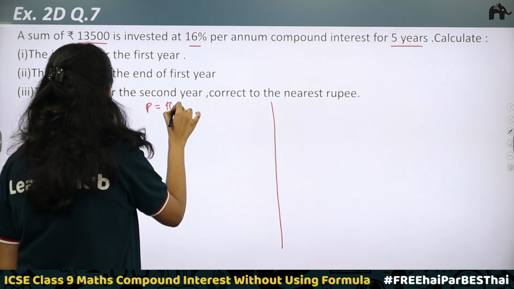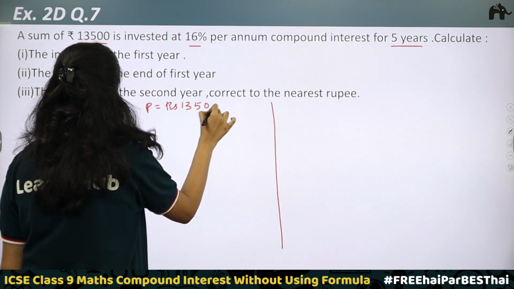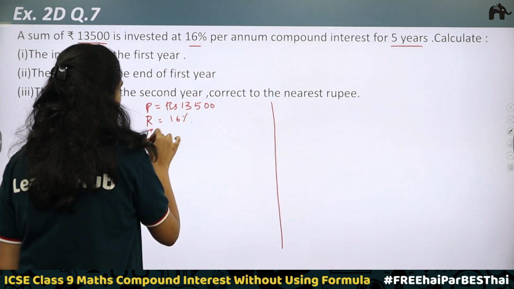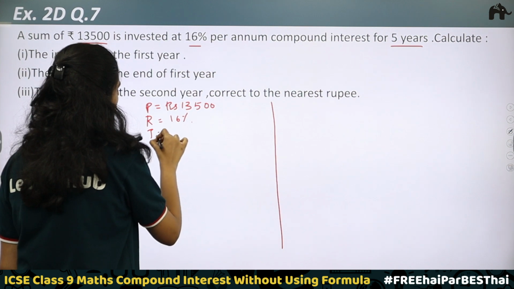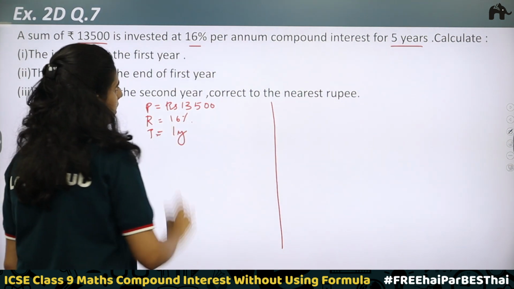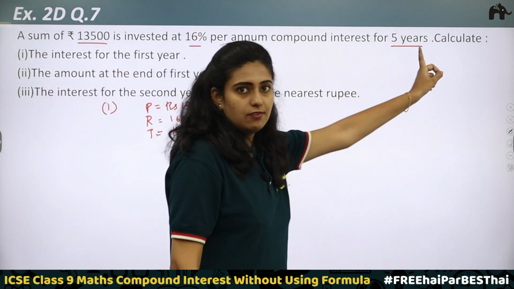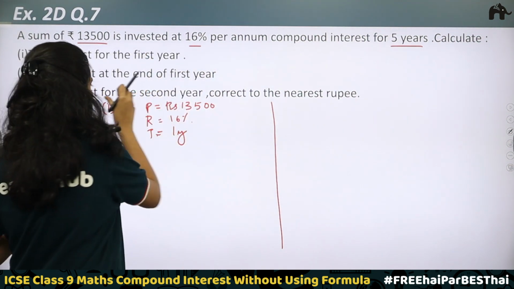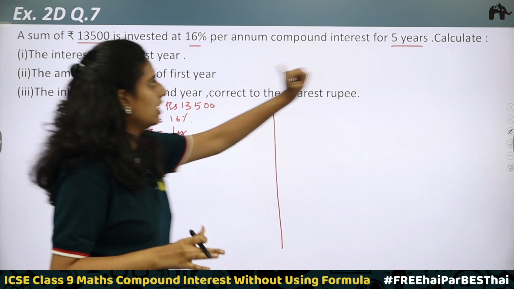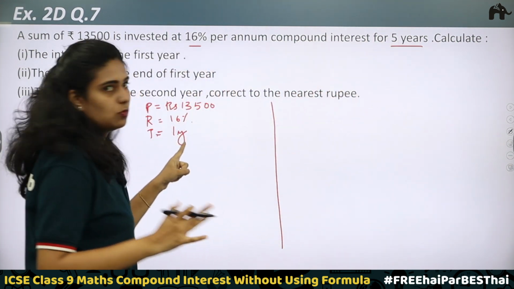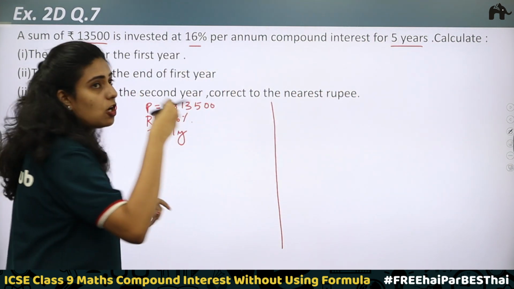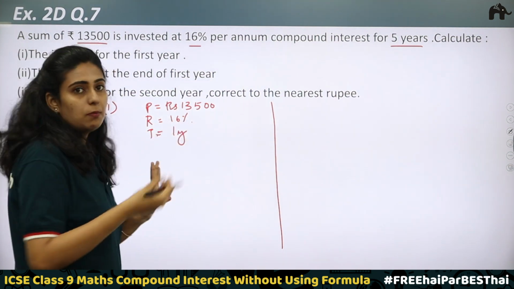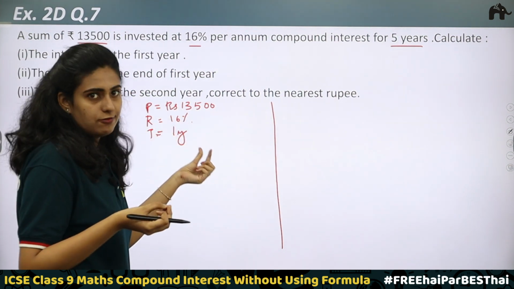Principal is equal to rupees 13,500. Rate of interest is 16%, compounded annually. Time is equal to 1 year. Here 5 years it is given, but in the question we are asked to find the interest and amount for first year and also the interest for second year. So this 5 years doesn't matter. You should not give the time is equal to 5 years. Time, when it is compounded annually, should always be 1 year. Okay. If it is compounded half yearly, then time will be half years.